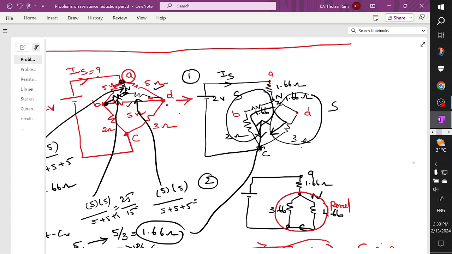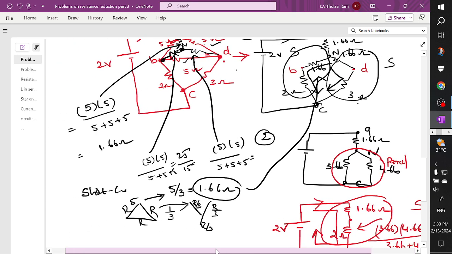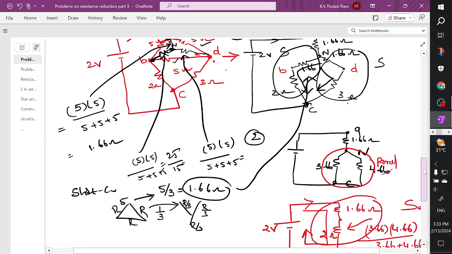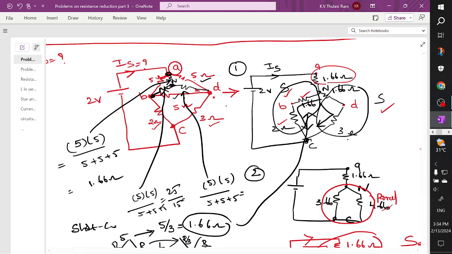When you convert this delta to star, the values are divided by 3. 5 by 3, which is 1.6, 1.6, 1.6, with values of 2 ohm and with values of 3 ohm. I can say this 1.6 branch and this branch are connected in series connection. This branch are also connected in series connection, and you have a resultant of 1.6 ohm. So this is 1.6 ohm, and these two in series we have 3.6, and these two in series we have 4.6.